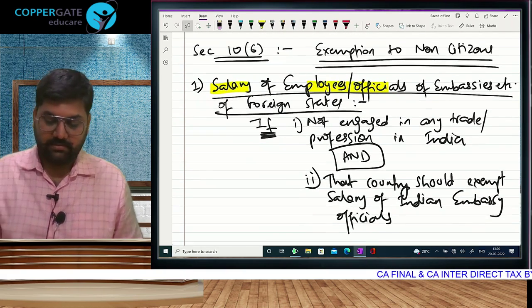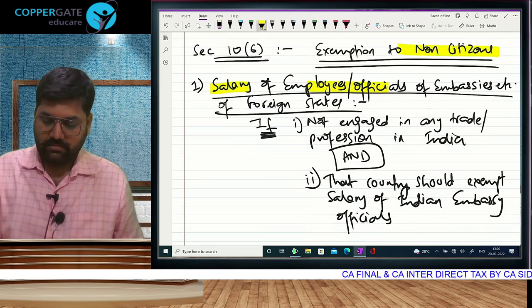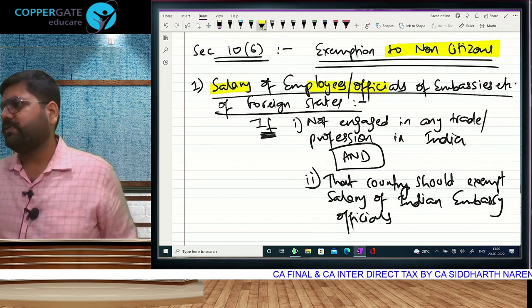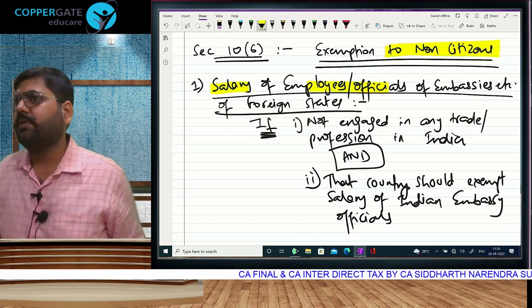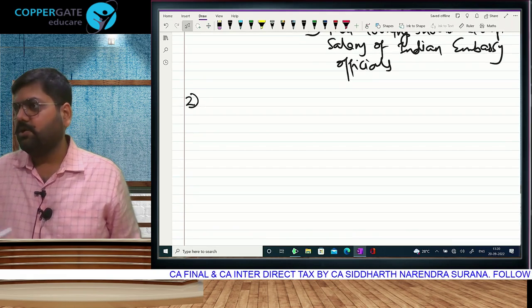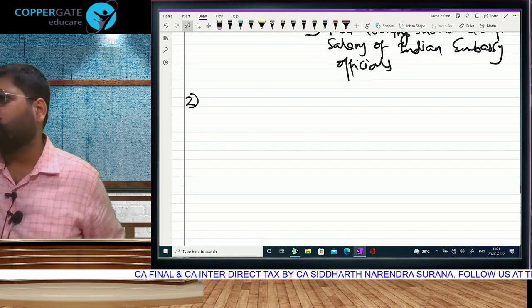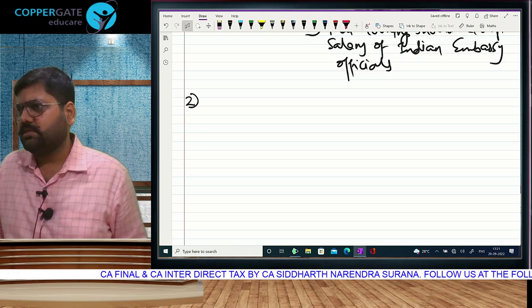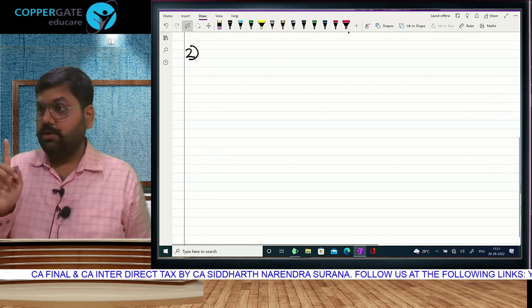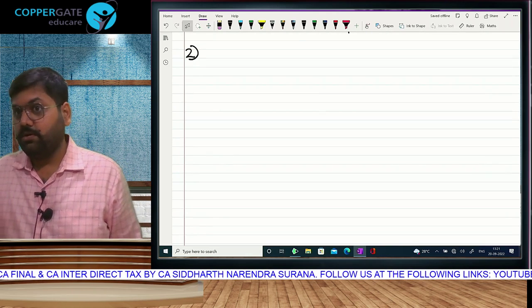Common condition. Common condition for all the points of 10(6). They should not be a citizen. When we granted this exemption here, obviously foreign embassy ka employees will not be India ka citizens. Obviously. Okay. Second, common condition, non-citizen.